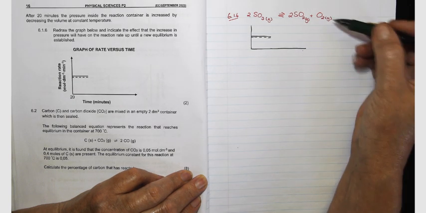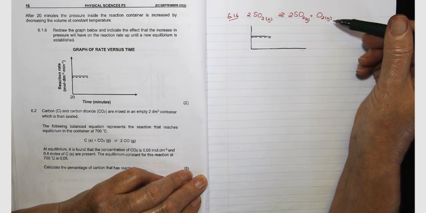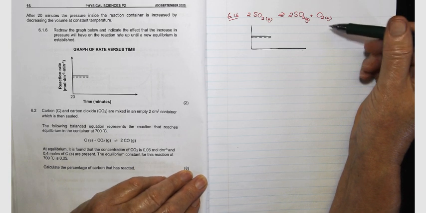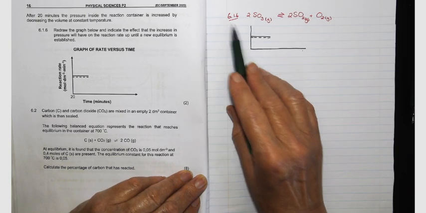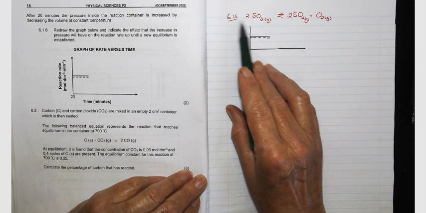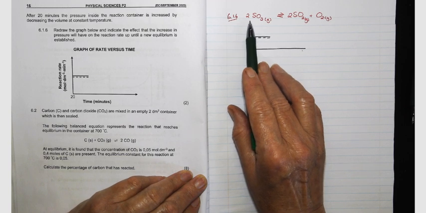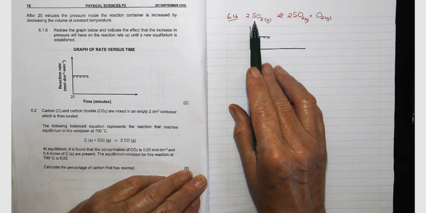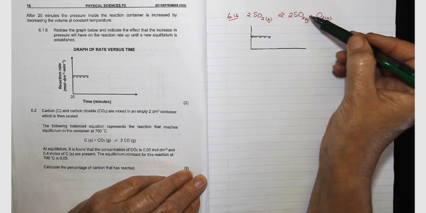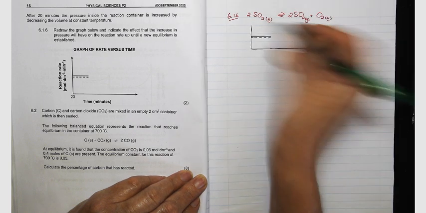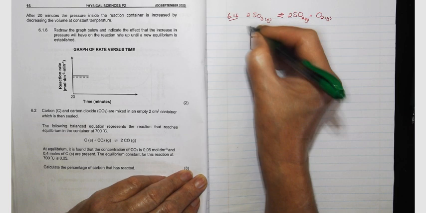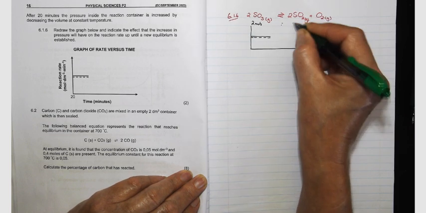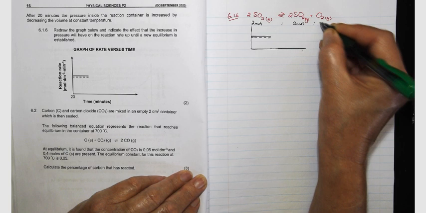The following question is from the chemistry paper Eastern Cape, September 2023, and I need to explain question 6.1.6. Now the reaction involved is sulfur trioxide: 2 moles of sulfur trioxide forms 2 moles of sulfur dioxide and 1 mole of oxygen. So the mole ratio is 2 moles to 2 moles to 1 mole.